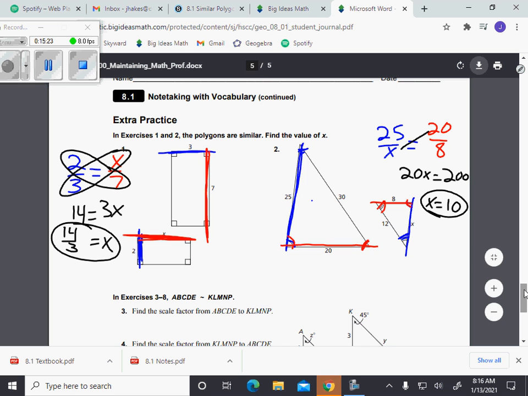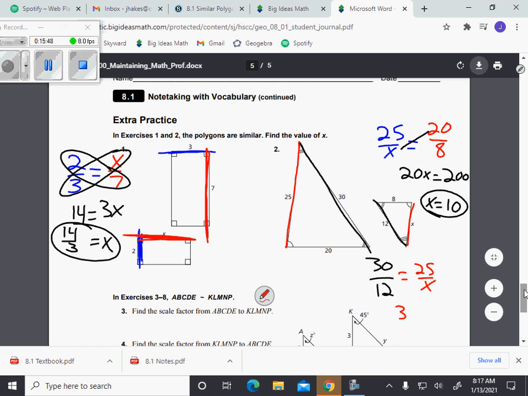Okay, can I do this a different way? Of course I can. I can start by saying the triple angle to double angle, 30 over 12 is equal to, I have to use 25 and x, because that has x in it, right? So equals 25 over x. We have 30x equals 300. Right, x equals 10. Same answer, which is good. I should get the same answer.